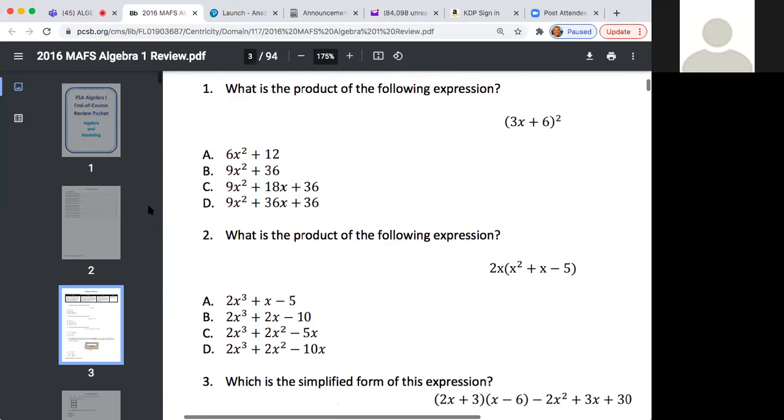Okay, can we move this out of the way? Is there a way to move that out of the way? Okay, I don't see how to move that out of the way, guys.